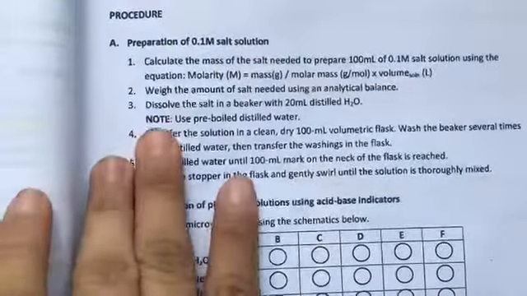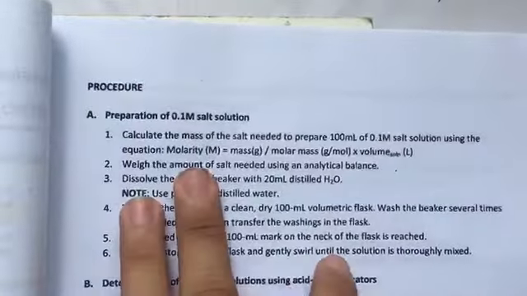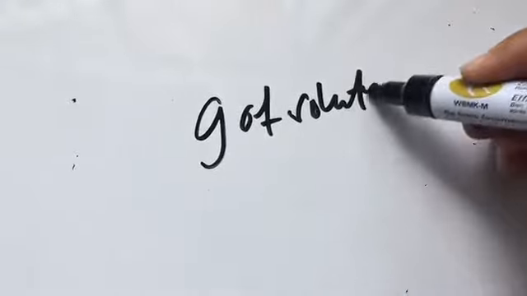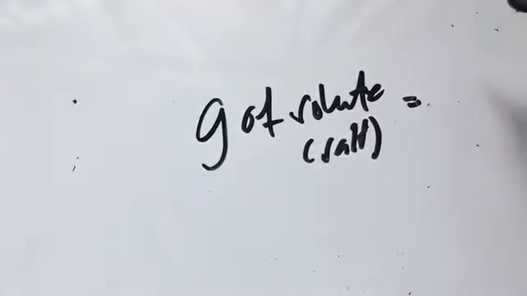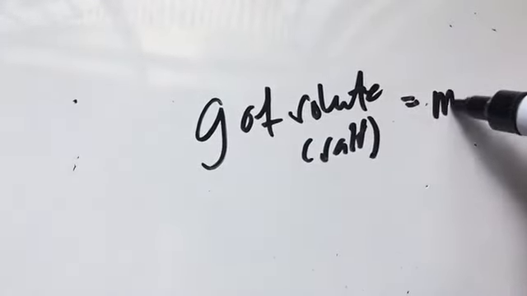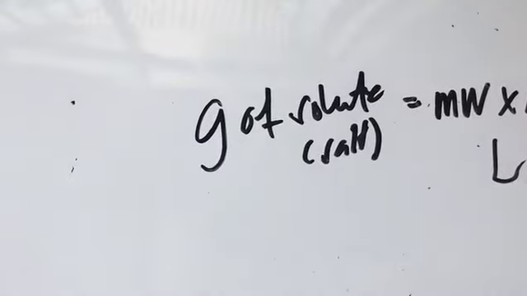So what are the important tips? In our procedures, we are not asked to prepare the salt solution because it is already prepared. Are we asked to prepare it? I'm not sure. For the salt solution, the first step is to identify the mass of the salt needed. The formula is grams of solute, which is the salt, equals molar mass times molarity times liters of solution.